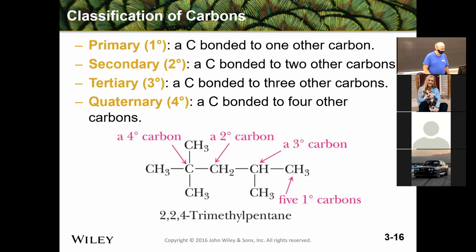Okay, classification of carbons. I might ask you to identify classification of carbons according to how many carbons are directly bonded to them, whether they're primary, secondary, tertiary, or quaternary. So this is a quaternary carbon. It's directly bonded to 4 other carbons. Here we have a secondary, directly bonded to 2 other carbons. This is a tertiary. And then on the end, we have a primary carbon.